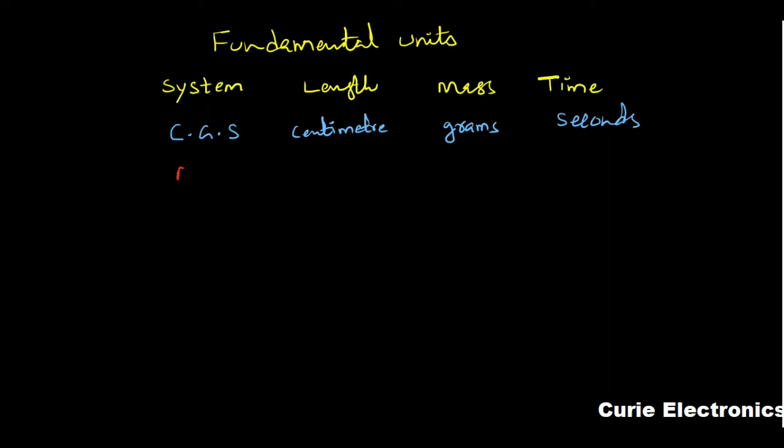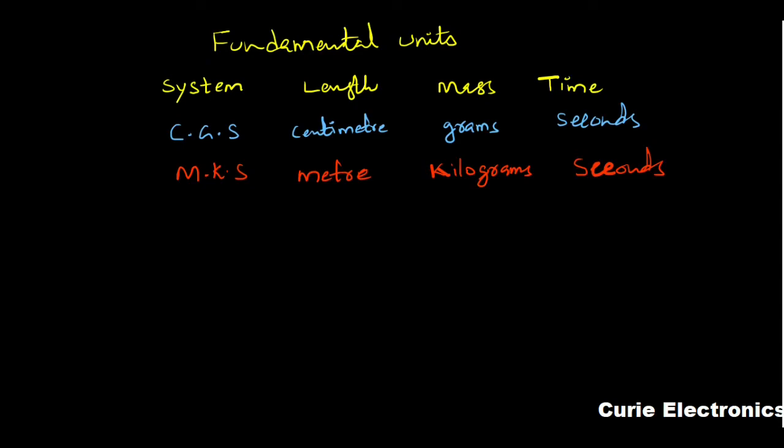Next is the MKS system. In the MKS system, length is given in meters, mass is in kilograms, and time is in seconds. Time is in seconds only in all three systems.